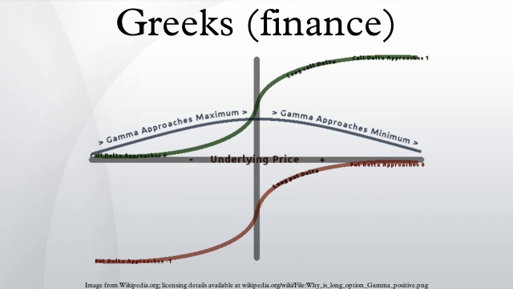Vanna can be a useful sensitivity to monitor when maintaining a delta or vega hedged portfolio, as vanna will help the trader to anticipate changes to the effectiveness of a delta hedge as volatility changes, or the effectiveness of a vega hedge against change in the underlying spot price.